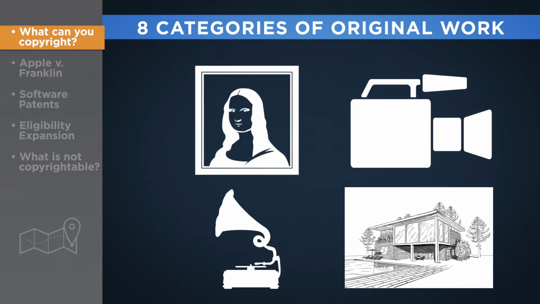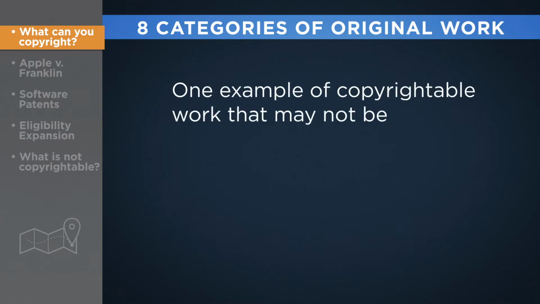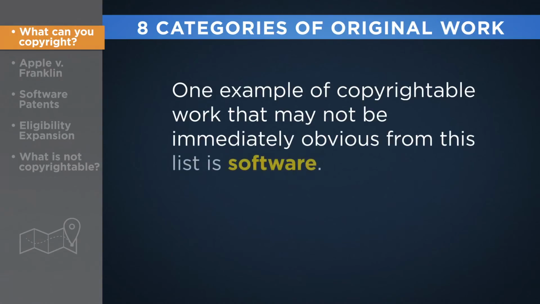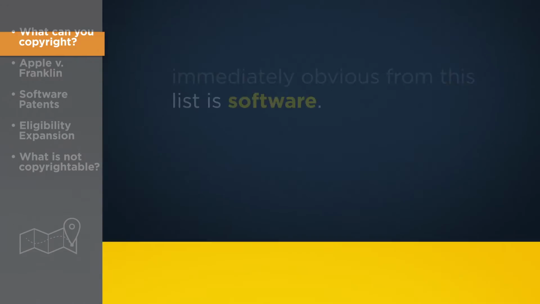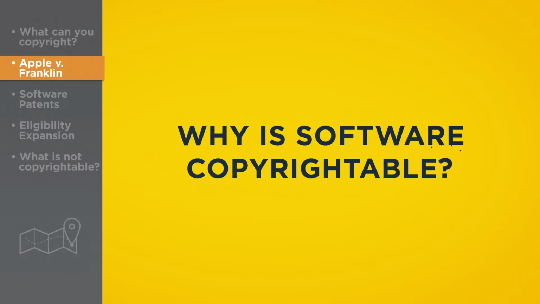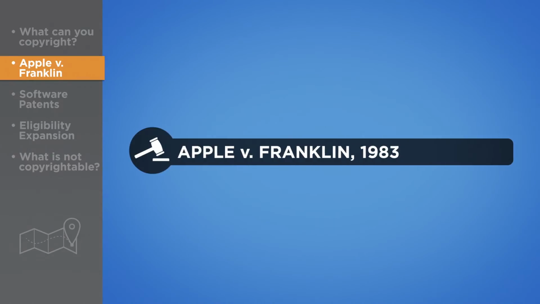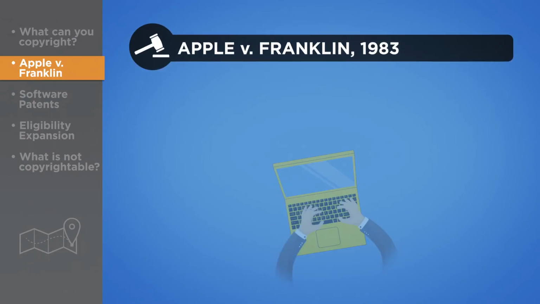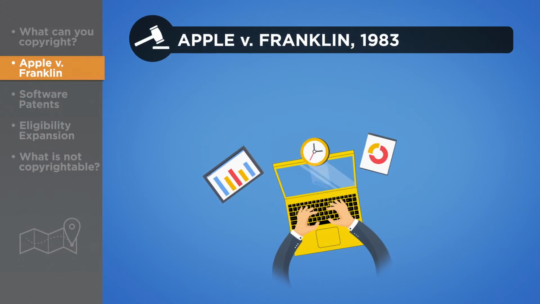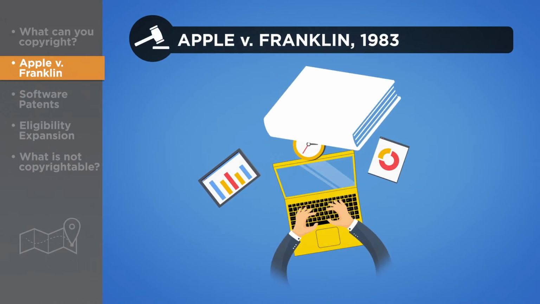This list, while broad, actually includes a far more extensive range of work than the average citizen might imagine. One example of copyrightable work that may not be immediately obvious from this list is software. Why is software copyrightable? An appellate ruling of the 1983 case of Apple versus Franklin held that software was a kind of literary work and therefore eligible for copyright.